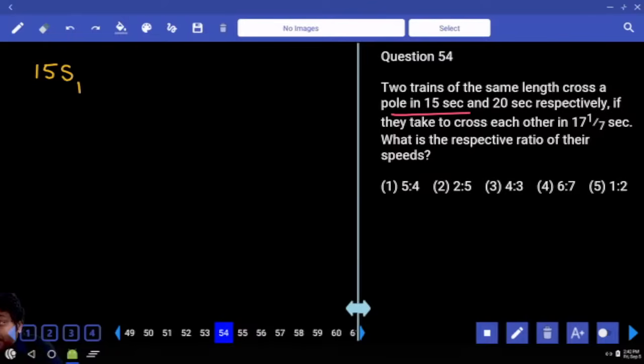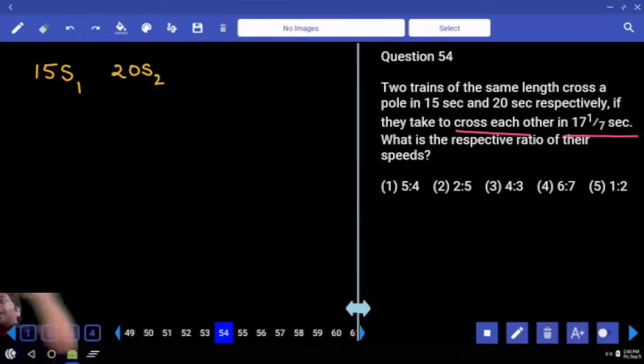Second train crosses a pole in 20 seconds with a speed S2. Distance covered is 20 S2, which is equal to length of second train. When both trains cross each other, crossing comes to picture if they are moving in opposite direction. If they are moving in same direction, it is overtaking. This is called overtaking. This is called crossing. They crossed each other in 17 1/7 seconds.